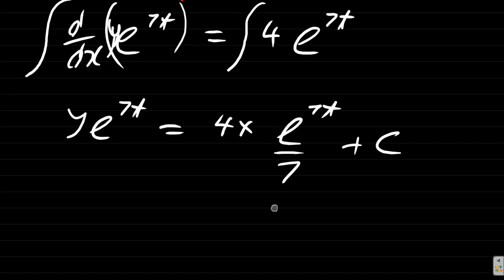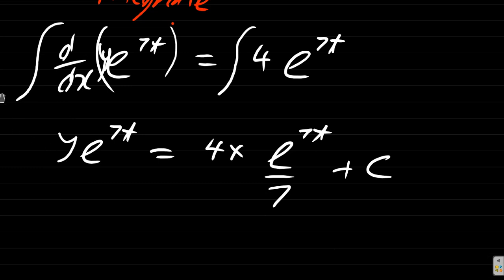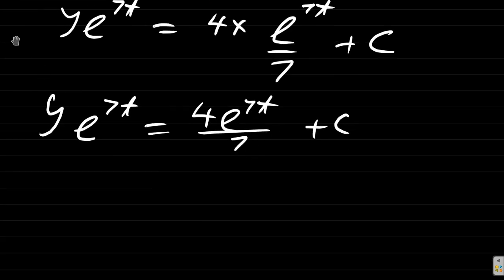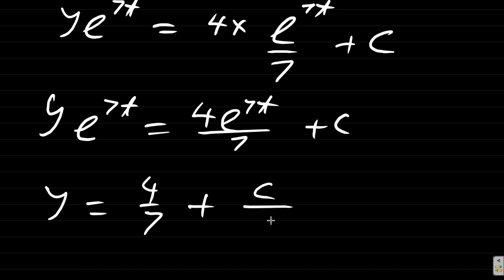Alright, so here what we have then is that y e to the 7t is equal to 4 e to the 7t over 7 plus c. And then after that, if we divide by e to the 7t, we have y equal, well, e to the 7t would cancel itself. So it would be 4 over 7 plus c over e to the 7t.